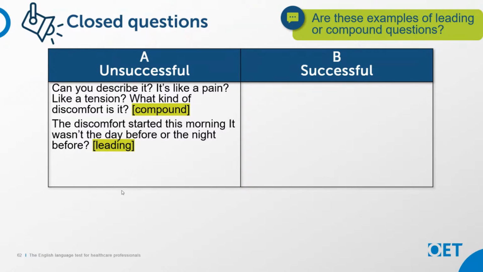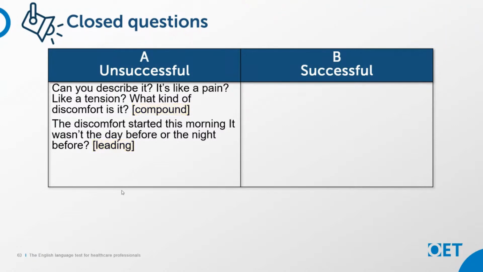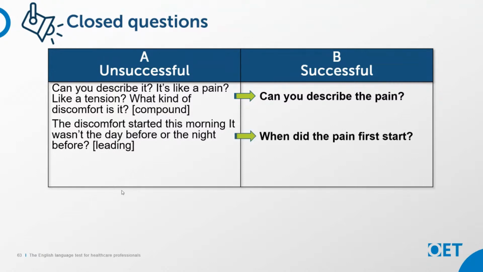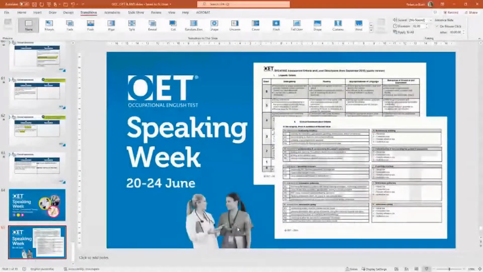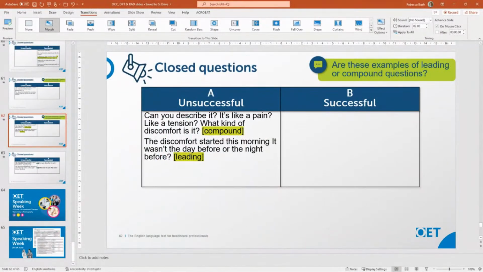And we can make these questions work successfully as closed questions. So the first one could just be, can you describe the pain? And the second question would just be, when did the pain first start? And then they are both very successful questions. So this is something we will be spending more time on, offering more content on, because I feel questions are something that candidates all need to work on, can learn from and improve on.